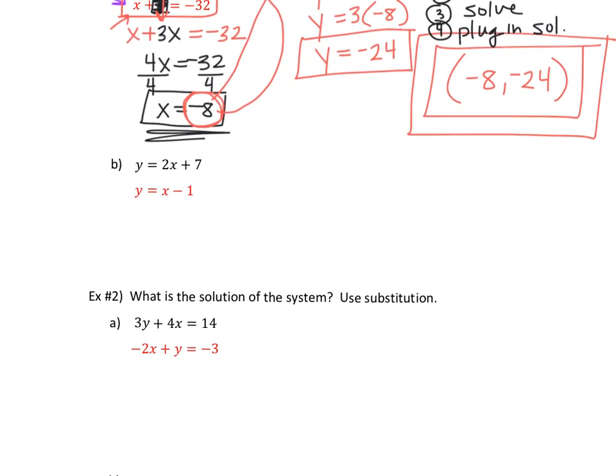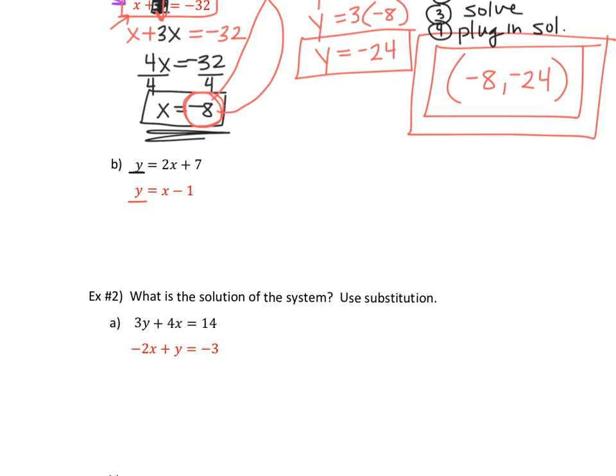Okay, for this one, 2 equations. y equals 2x plus 7 and y equals x minus 1. Is there an isolated variable? The answer is yes, right? There's actually two. They're both isolated. This y is by itself, and this y is by itself.